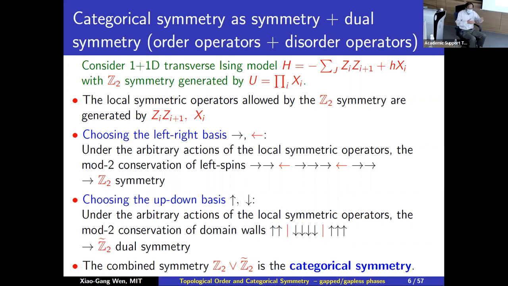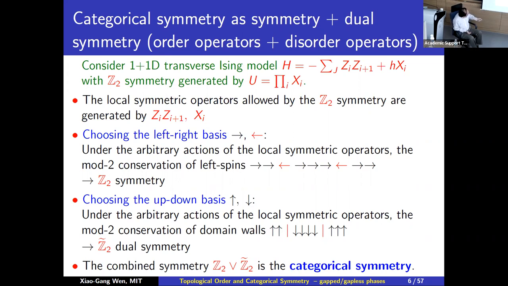For people who are familiar with disorder operators, this domain wall is like a disorder operator, something along that direction. So that's what I mean. You can see that this simple Ising model has a hidden symmetry: it has a Z2 symmetry and a Z2 dual symmetry, both actually. One implies the other. If you break one, you also break the other. If one appears, the other also appears. But at least formally, we can have this.